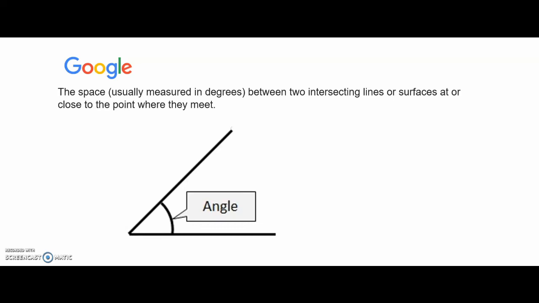Today we are looking at what an angle is and how to measure it. The Google definition of an angle says the space, usually measured in degrees, between two intersecting lines or surfaces at or close to the point where they meet. So you can see here I have an example of two intersecting lines. This is line 1 here, and then the second line coming in. Where these two lines intersect is where we get our angle, and that's usually represented by this curved or semicircle.